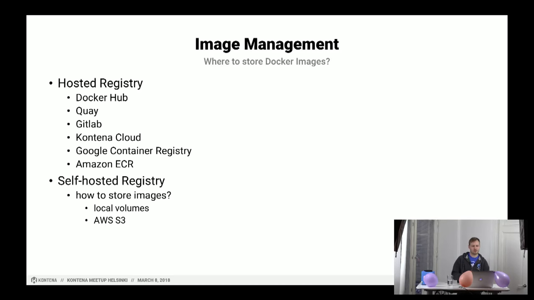To build and run a container on my local machine is very easy. I just execute docker build and docker run, and it's there. But it's not very usable when using some remote hosts, so those servers cannot read from your local machine. So we need a Docker image registry. And we can use some hosted registry, pay some amount of money and start using it, like Docker Hub, Quay, GitLab, Container Cloud, or whatever. Or you can host a registry by yourself. But then you have to figure out where to store those images. You can use some local volumes, or you can use Amazon S3 or some S3 compatible storage engine. But it's doable.